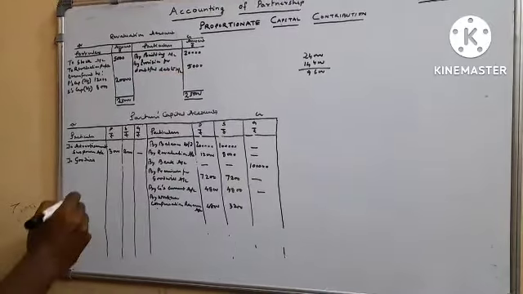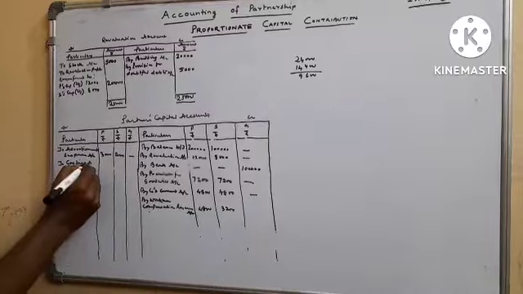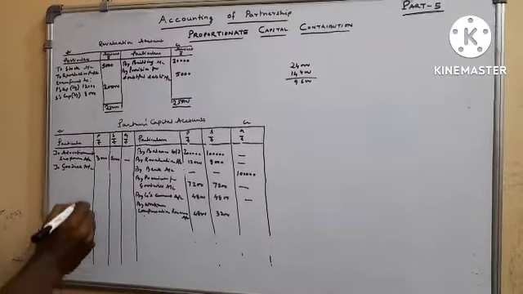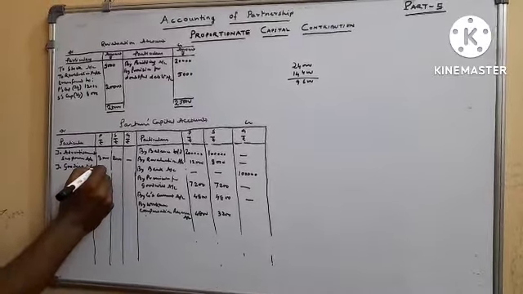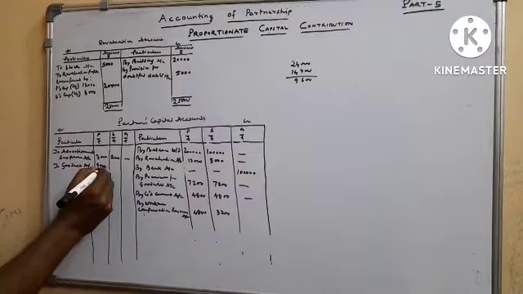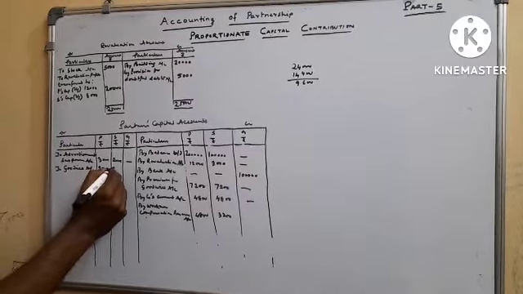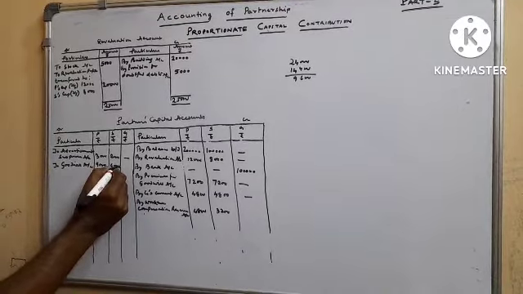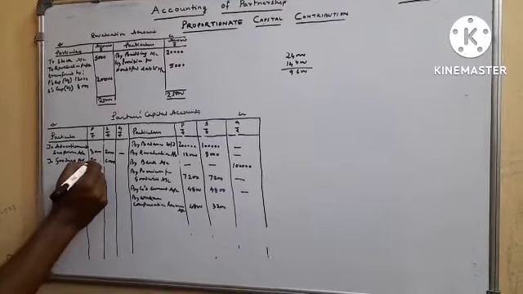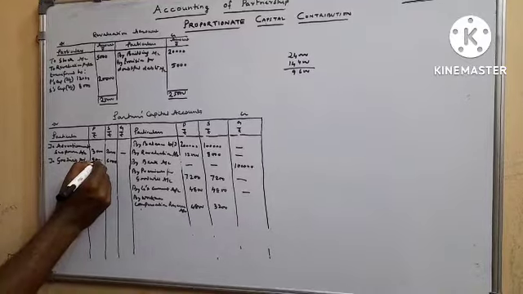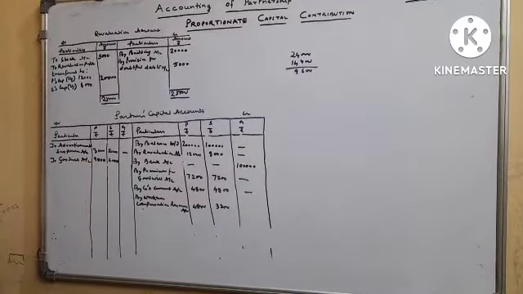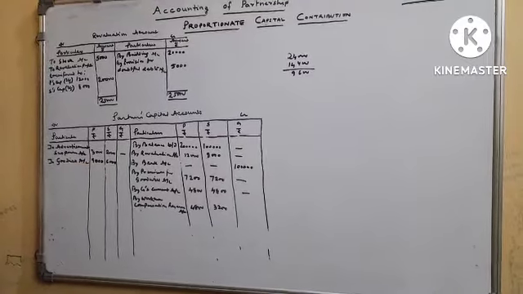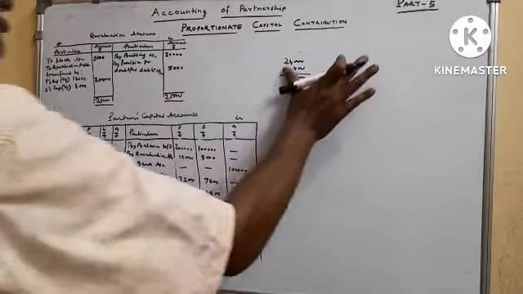Now goodwill given in the balance sheet, that also to be written off. Goodwill, how much given in the question? Goodwill given in the question 15,000. That should be written off in old ratio. It will be 9,000 and 6,000. Old ratio is how much? 3:2.